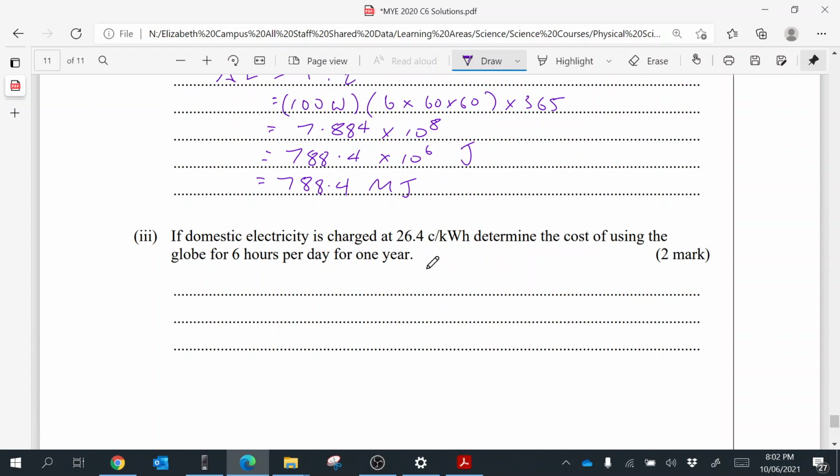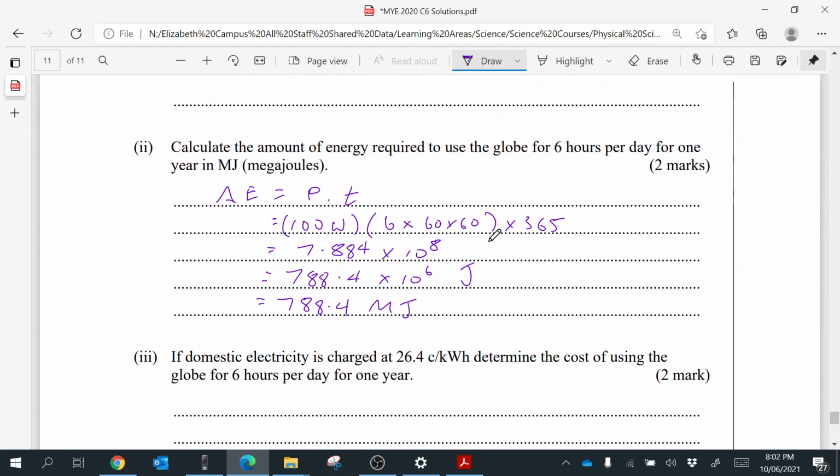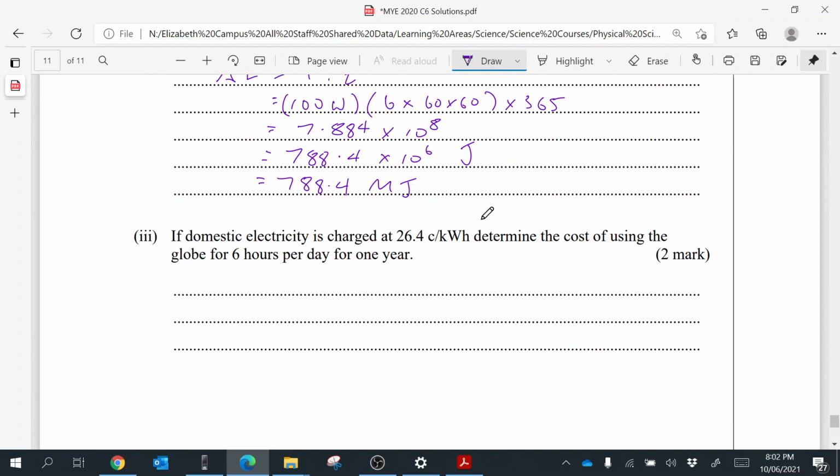If domestic electricity is charged at 26.4 cents per kilowatt hour, determine the cost of using the globe for 6 hours per day in 1 year. In this one you have to remember that 1 kilowatt hour equals 3.6 megajoules. So that means 1 megajoule equals 1 over 3.6 kilowatt hours.